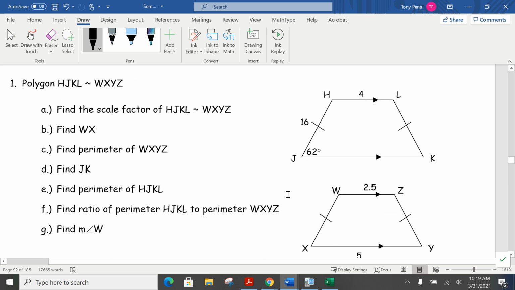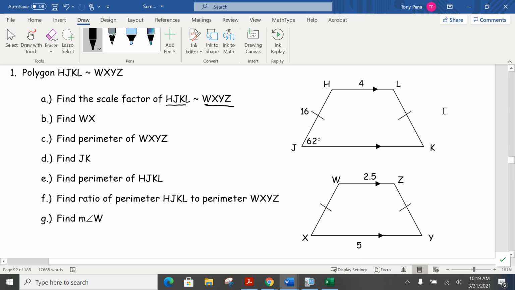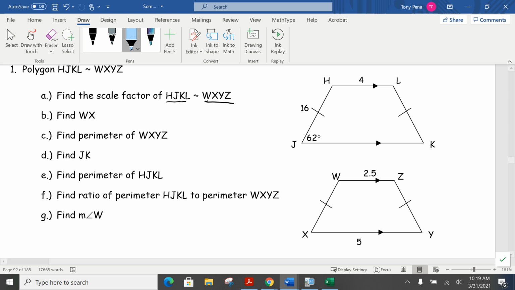So go to number 1, and now you're given a polygon. So these are quadrilaterals, and actually we could say that they're trapezoids because we know the top and the bottom line are parallel to each other. Find the scale factor of HJKL, the polygon on top, to the polygon WXYZ, the polygon on the bottom. So if we want the scale factor, what we then again have to notice, here is HJ.